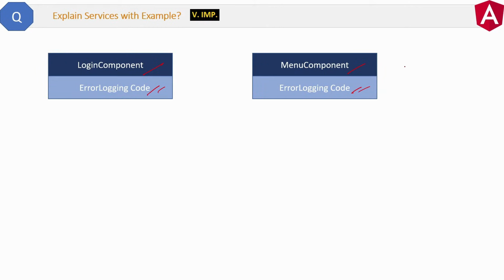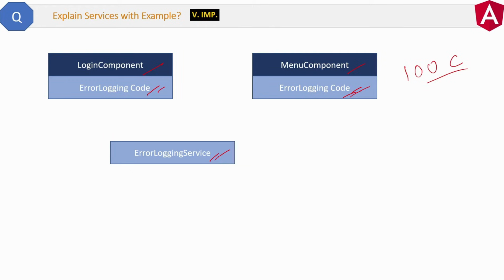So you see, the same error logging code will be at two places. And if we have 100 components in our application, then we have to place that code in 100 places. So in order to avoid that repeated code, we will create a single service, like an error logging service, and put that common code inside this file only. Then we will inject this service in both of these components, and finally, the error logging code is no longer required in them.